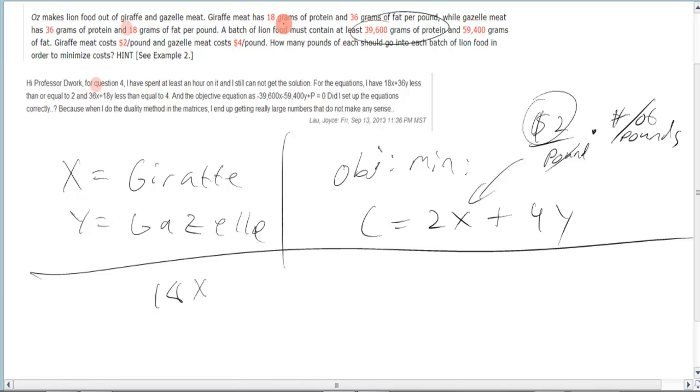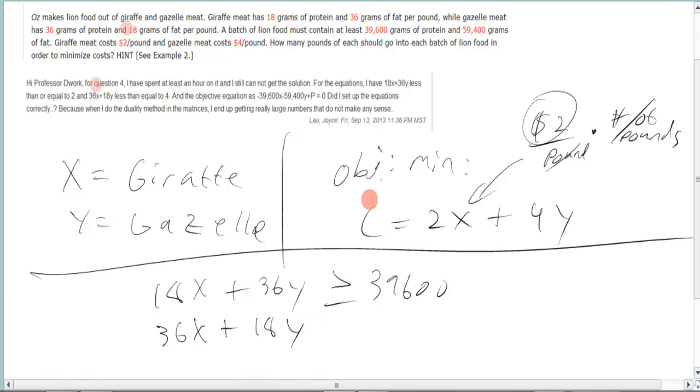So when we do giraffe meat, we get 18 grams of protein per pound. When we do gazelle meat, we get 36 grams per pound. And our goal here is to have at least, so that means this stuff needs to be greater than or equal to 39,600. Then very similar for the other equation, we're now making a fat equation. So that's 36 grams of fat, 18 grams of fat, and again, at least carries over to the fat as well. So we're at least 59,400 grams of fat.